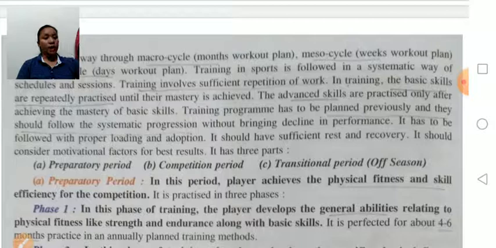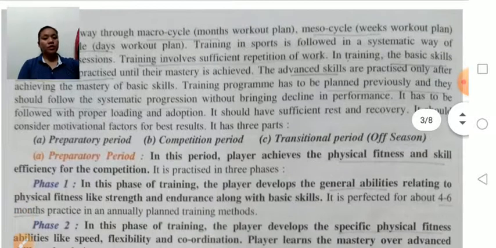The training program has to be planned previously and this plan should be followed. First we have to make a training plan and then follow that plan in a systematic way so as to improve performance. If we do the training according to the planning and the schedules, then our performance will be improved. It should be followed in a systematic, progressive way without bringing any decline in performance.